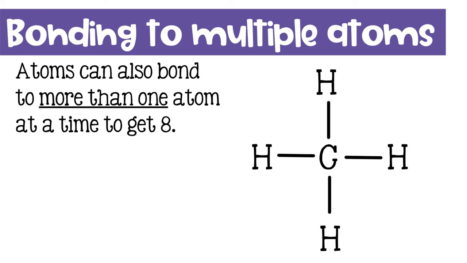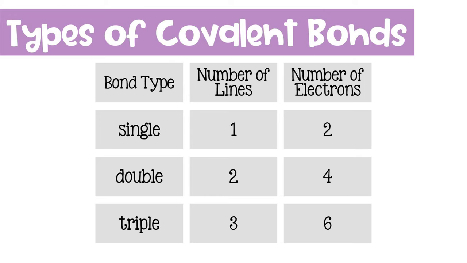Anyhow, so the carbon is going to share one of its electrons with each hydrogen, and so each hydrogen and carbon is going to have a single bond. And if you count the bonds, each hydrogen has one line or one pair it's using, so that duet rule is satisfied, and the carbon has 4 lines or 4 pairs, which is 8 electrons. The octet rule is satisfied. We are good. Now let's look at different types of covalent bonds.